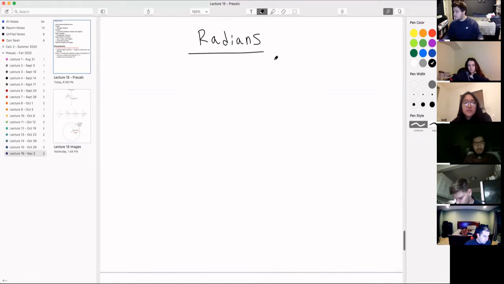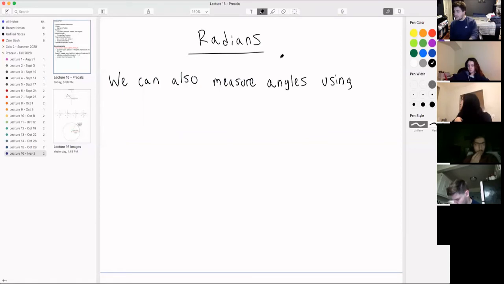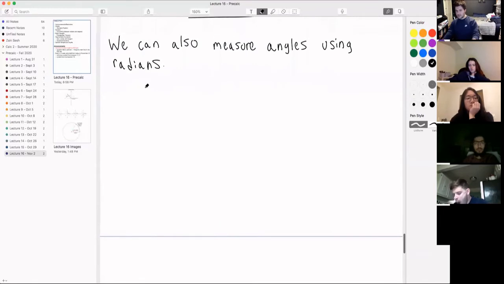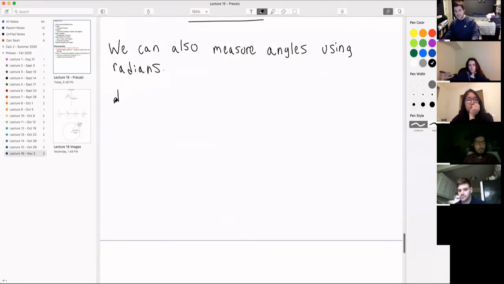Radians. We can also measure angles using radians, and of course, I'm going to define and explain what that is. Here is the setup. Here is the definition of a radian. It may seem a little confusing, but we will work through it.